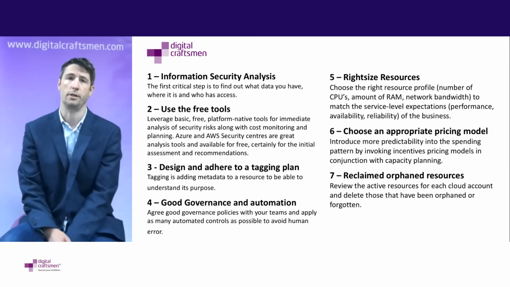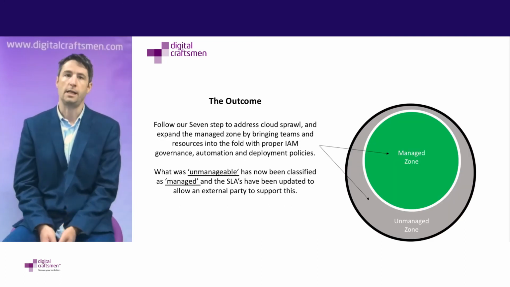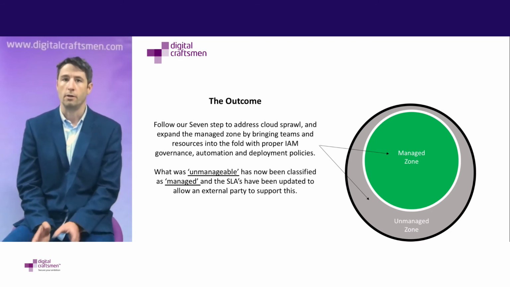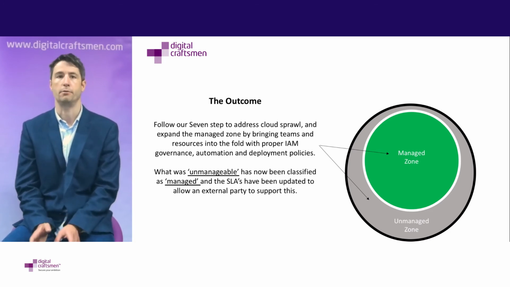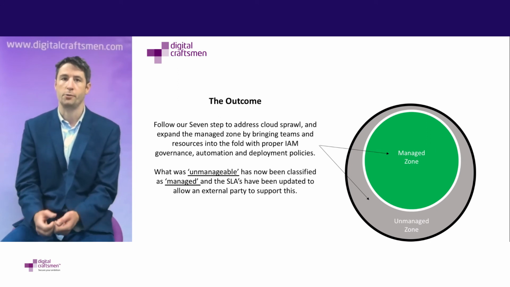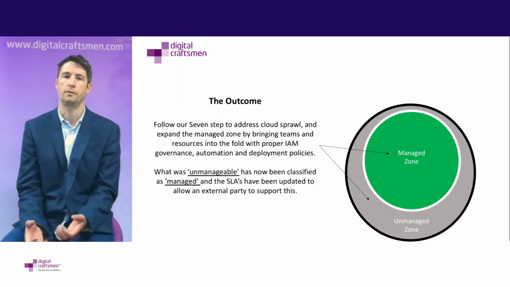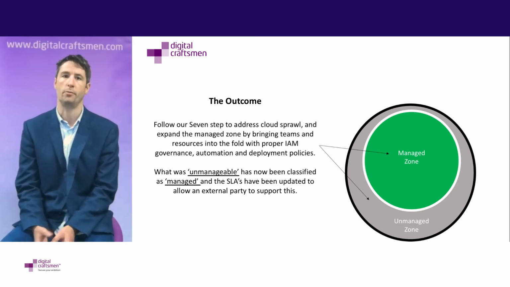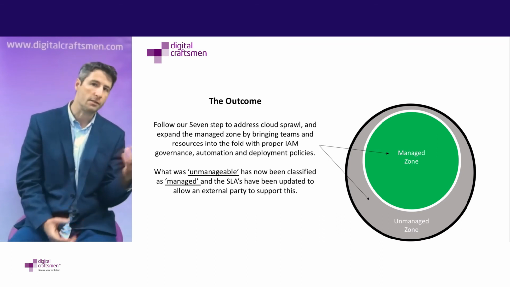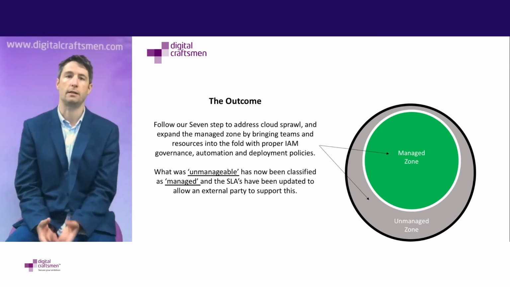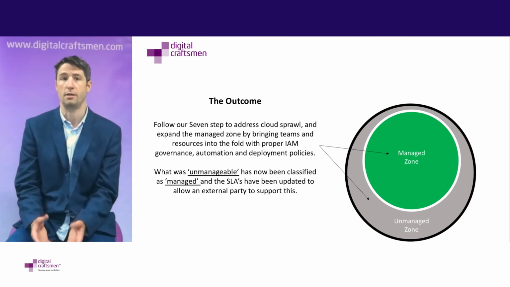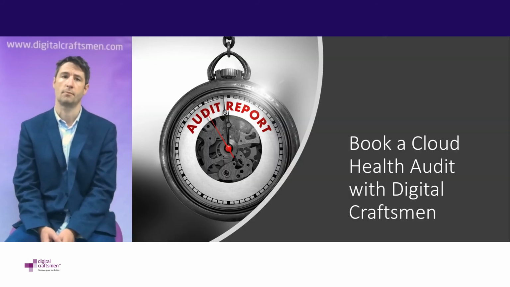So on this next slide you can see that by following our 7-step method to addressing the cloud sprawl problem, you are likely to expand the managed zone by bringing teams and resources into the fold with proper governance, access control, cost control, automation and deployment policies. What was once unmanageable has now been classified as managed, and the SLAs have been updated to allow external parties to support this.